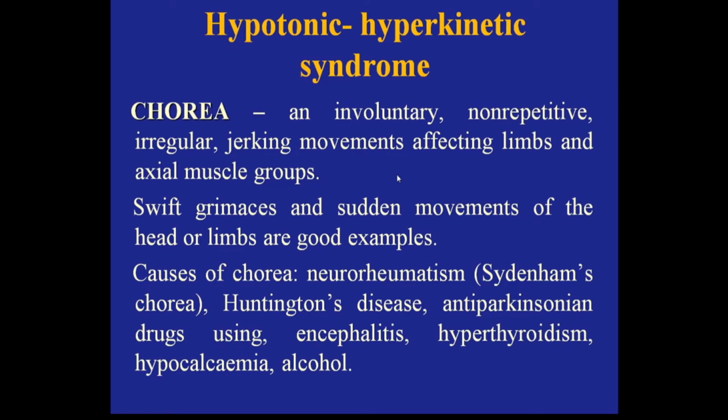Swift grimaces and sudden movements of the head and limbs are good examples. Causes of chorea: neurorheumatism, Sydenham's chorea, Huntington's disease, anti-Parkinsonian drug use, encephalitis, hyperthyroidism, hypocalcemia, alcohol.